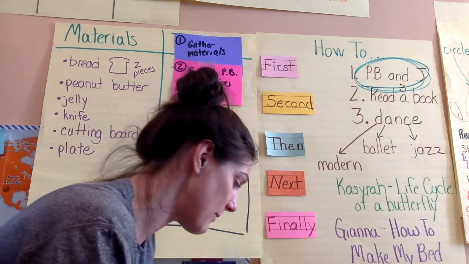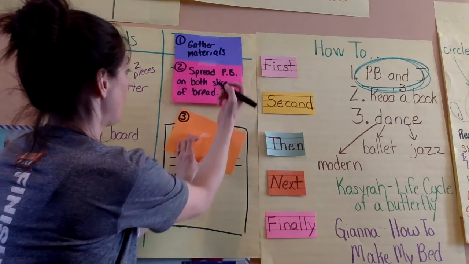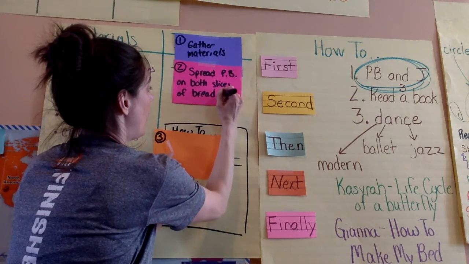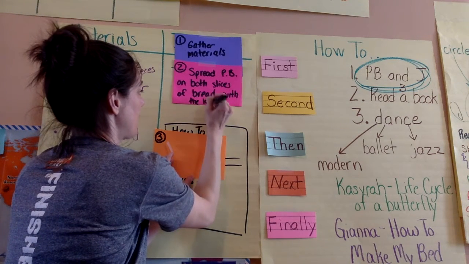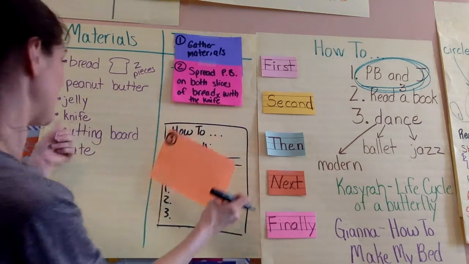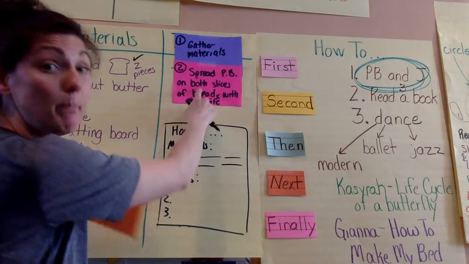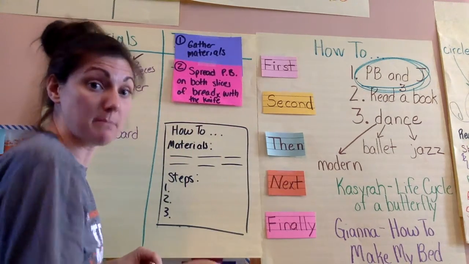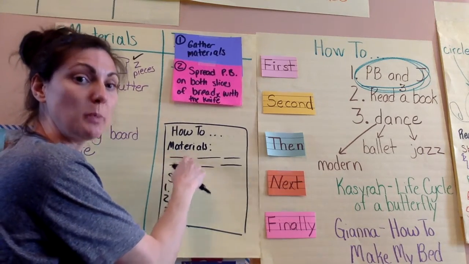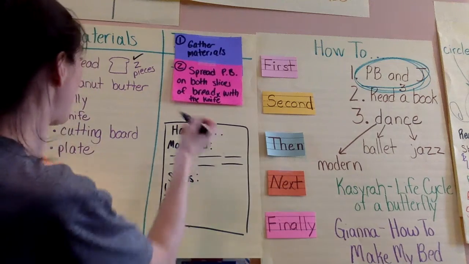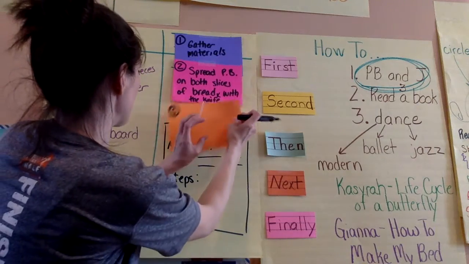Okay. So spread peanut butter on both sides. Oh, and you know what else I might say there? Spread peanut butter on both sides of bread with the knife, right? Because I mentioned that I'm going to be using a knife. Okay, so I mentioned my bread. I didn't say 2 slices, but I said both slices. Both means that you're talking about 2, right? And then also when I come down here, I'll put 2 pieces of bread. So I mentioned my bread, my peanut butter, my knife. Okay.